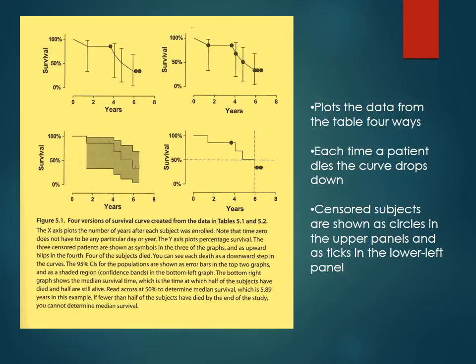And then you can see as well, like on the bottom right, the censored patients get demarcated by a little dot, or they could be little tick marks like you would see in the one on the bottom left. So just different ways that represent the same data.